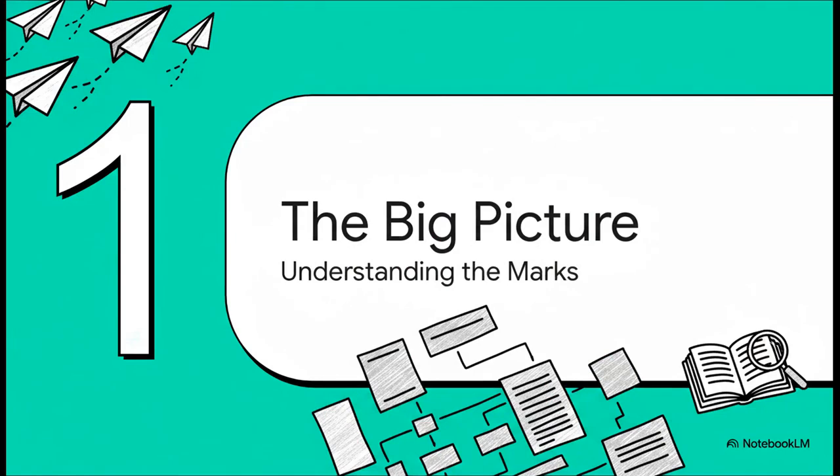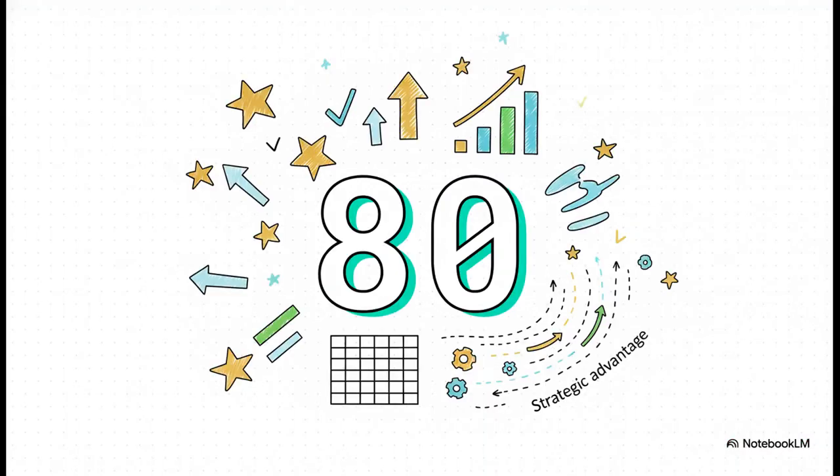Okay, let's dive right in. First, we need to get a bird's eye view of the whole thing. We're talking about the overall structure of your 80-mark theory paper. 80. That's the magic number. That's the total score you're aiming for in the written exam. And guess what? Every single one of those marks is accounted for in a specific pattern, and just knowing that pattern gives you a huge strategic advantage.